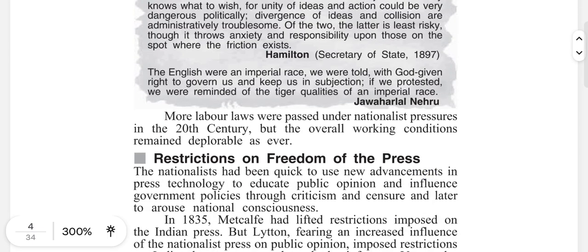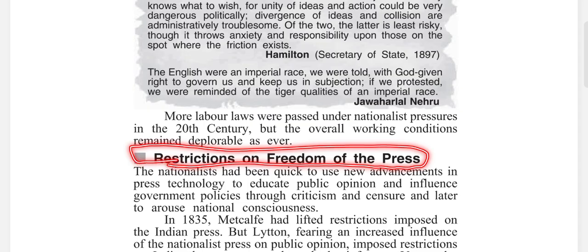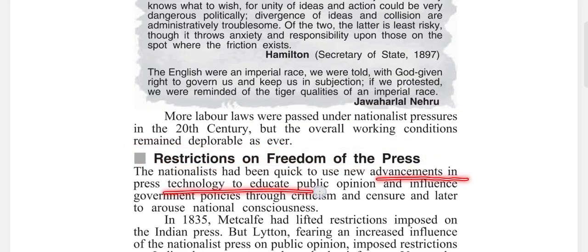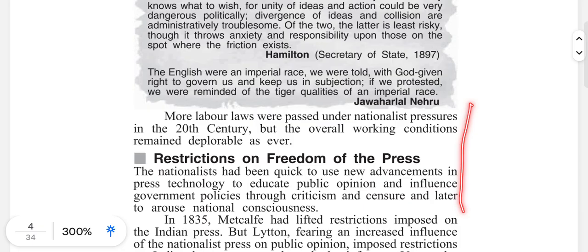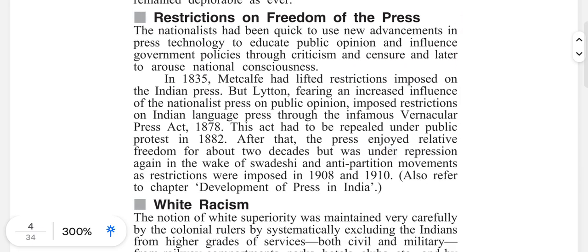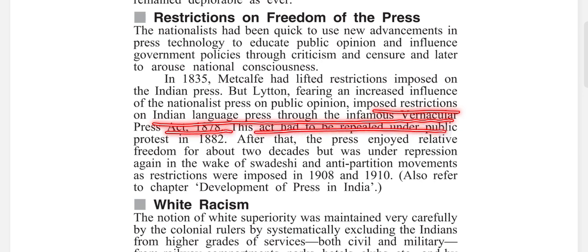Restrictions on freedom of the press. The nationalists had been quick to use new advancements in press technology to educate public opinion and influence government policies through criticism and censure, and later to arouse national consciousness. In 1835, Metcalfe had lifted restrictions imposed on the Indian press, but Lytton, fearing an increased influence of the nationalist press on public opinion, imposed restrictions on the Indian language press through the infamous Vernacular Press Act, 1878. This act had to be repealed under public protest in 1882.